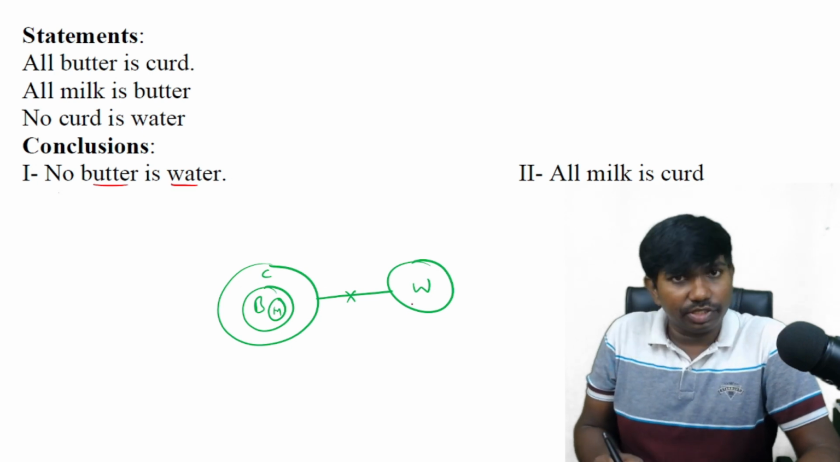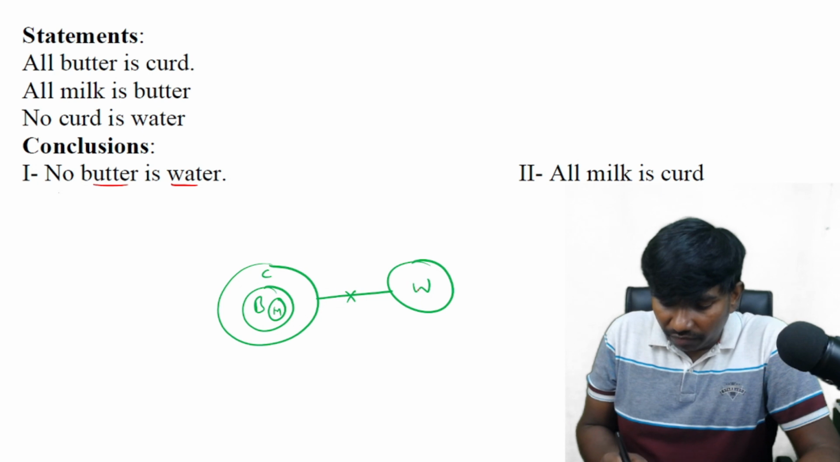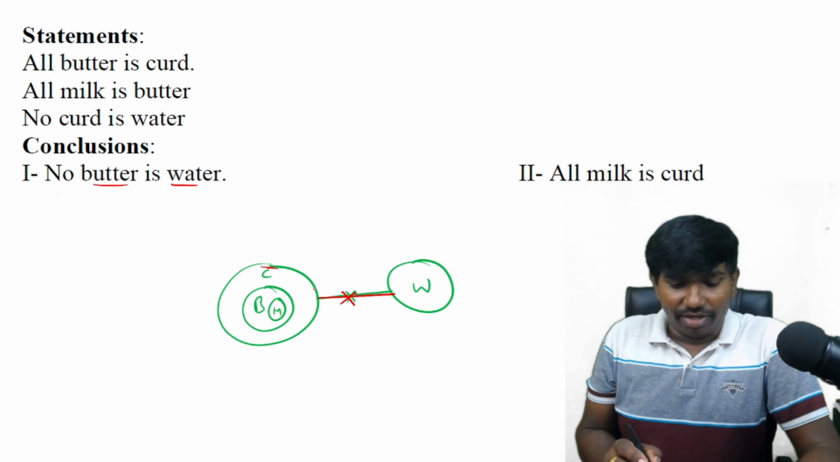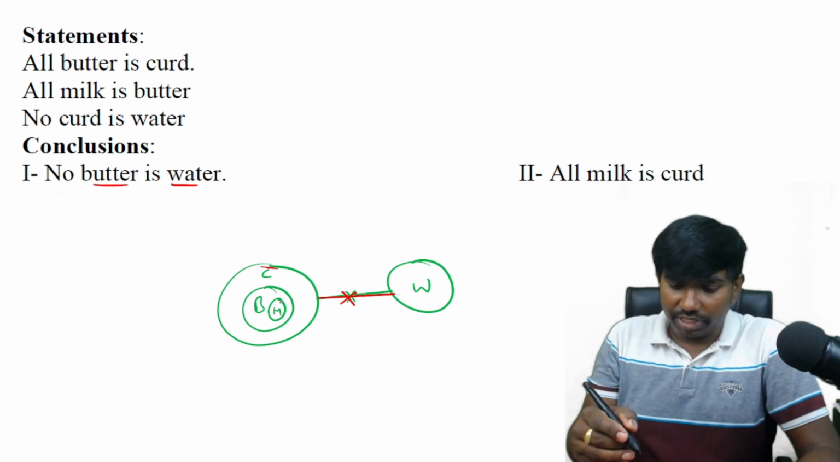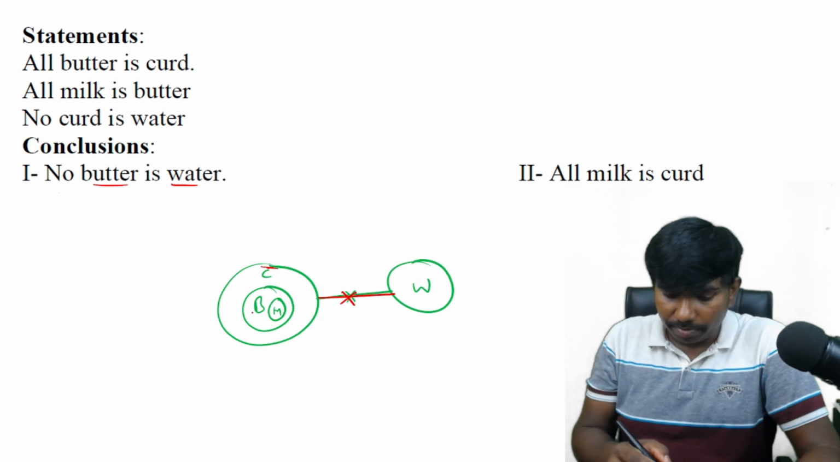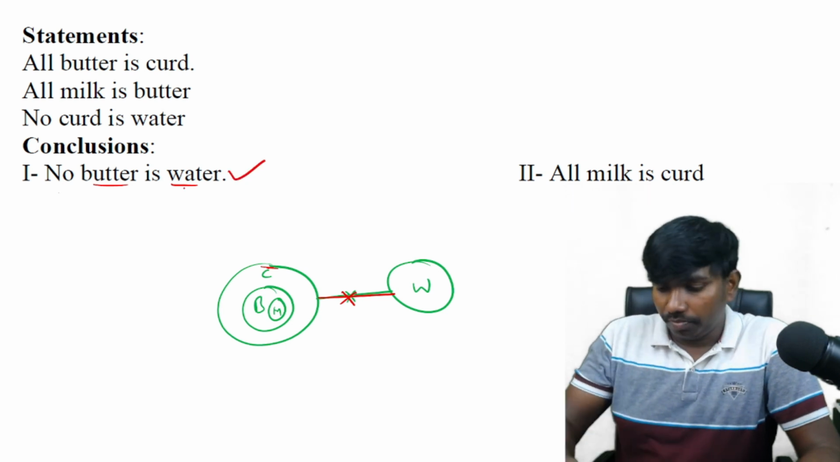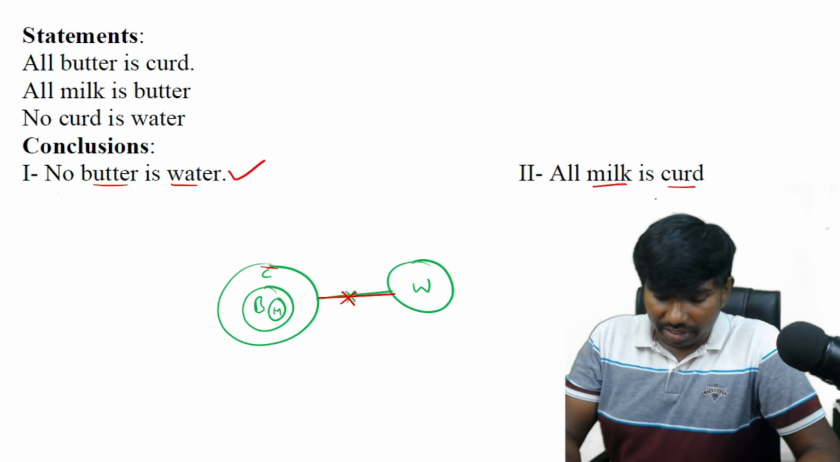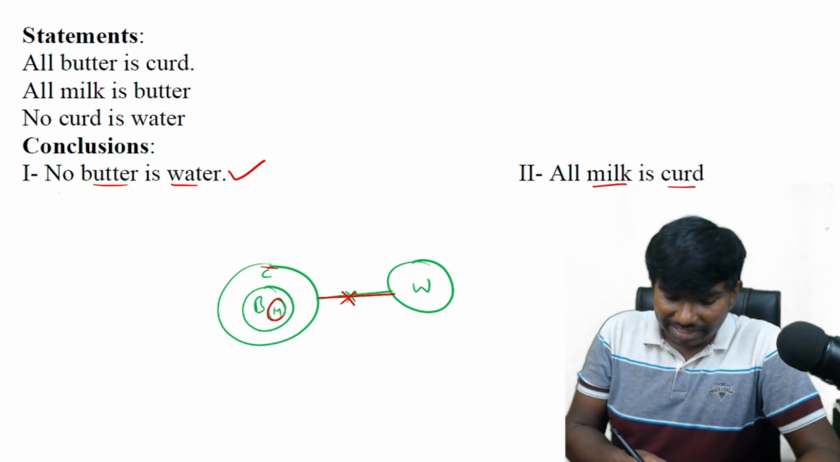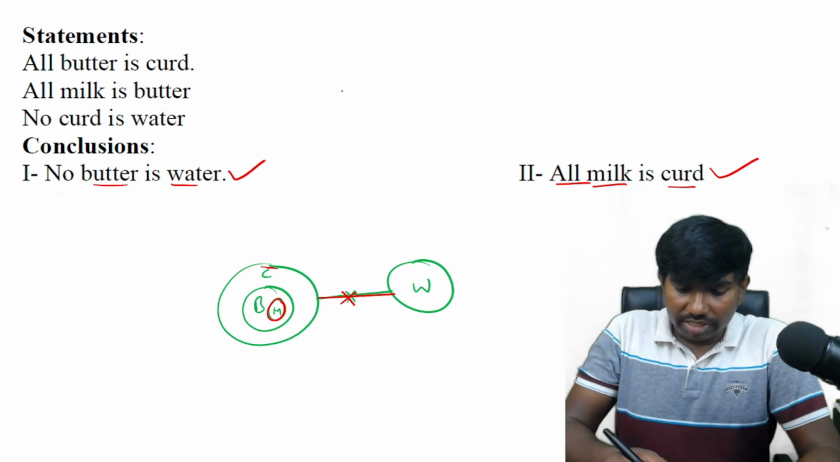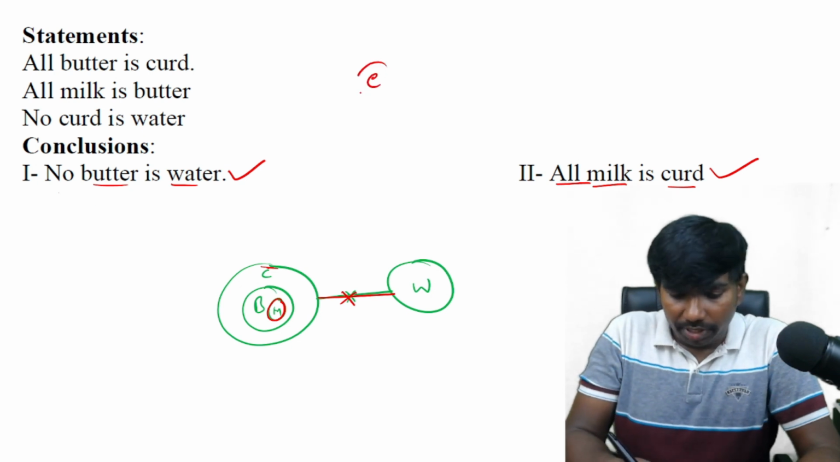Yes, it is 100% true, because butter and water can never intersect, because butter and milk are kept inside of C and water is locked outside. That means water cannot intersect with butter and milk. So here no butter is water is true. Next, all milk is curd. Complete milk circle is inside curd circle. Yes, it is true. So overall the answer for this question is both A and B are true.